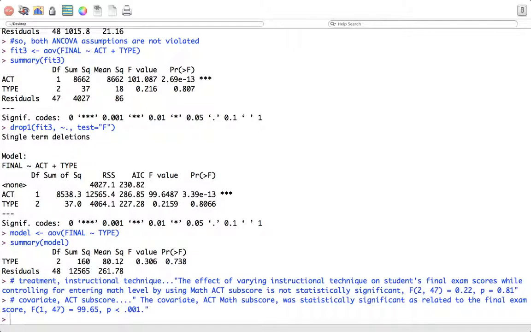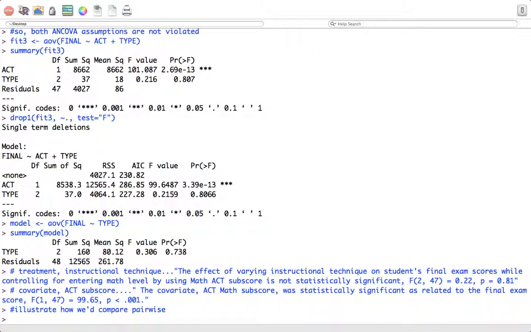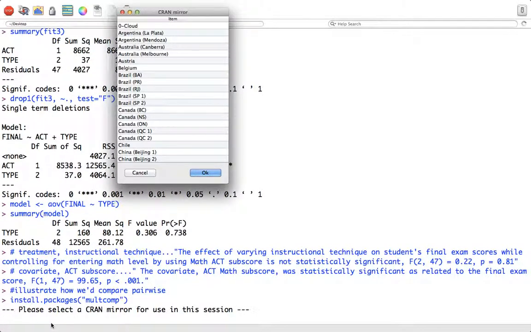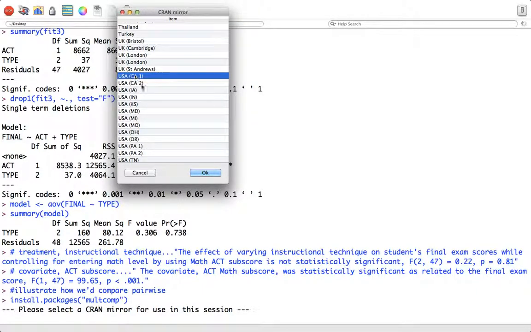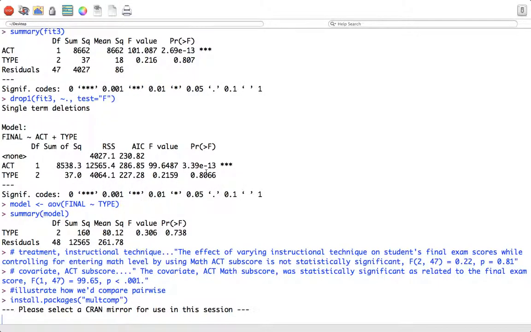But you're not going to get anything statistically significant. So for the most part, what I just want to do is illustrate how we'd compare pairwise. All right, so wish me luck on this one. The first thing we'd have to do is install packages, and I would install what's called multcomp. Now, we've got to go up here and choose a CRAN mirror, and I'm just going to choose that one. No reason, it's the one I usually choose.